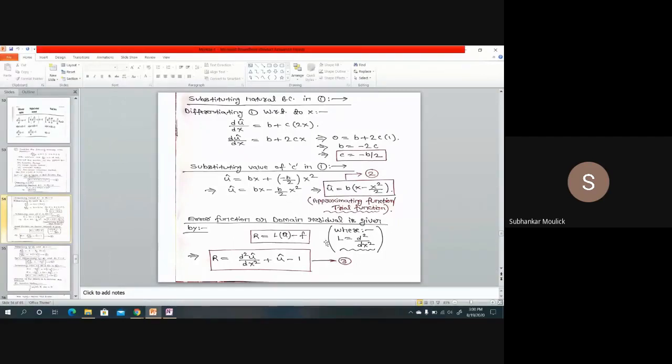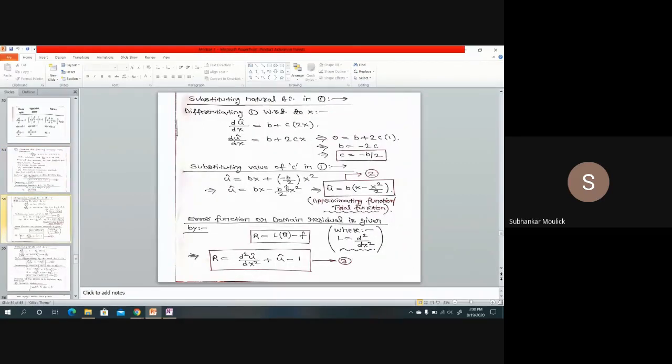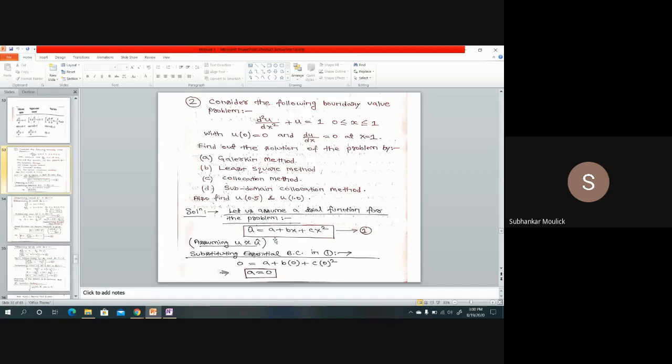bx is as it is, plus c. C is how much? C is minus b by 2 into x square. So your final trial function or approximating solution becomes u cap is equal to bx minus b by 2 x square, or u cap is equal to b into x minus x square by 2. Now this is my approximating function or trial function after converting the constants into a single constant.